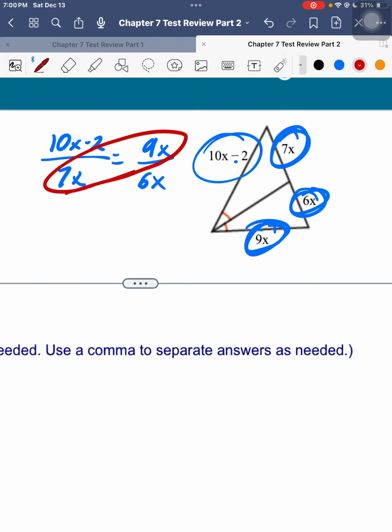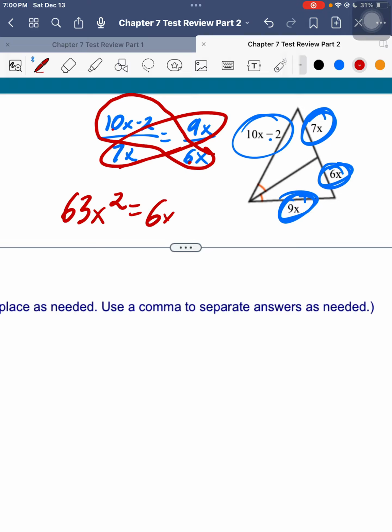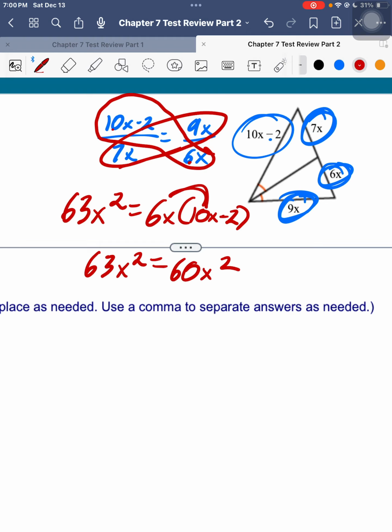9x times 7x is equal to 9 times 7, which is 63x squared, right? Because an x times an x is x squared. That's what's going to get people here. So now here, what is 6x times 10x? Well, okay, let me write this down. 6x times 10x minus 2. So now let's distribute. So I still have 63x squared equals 60x squared, and then this becomes negative 12x.